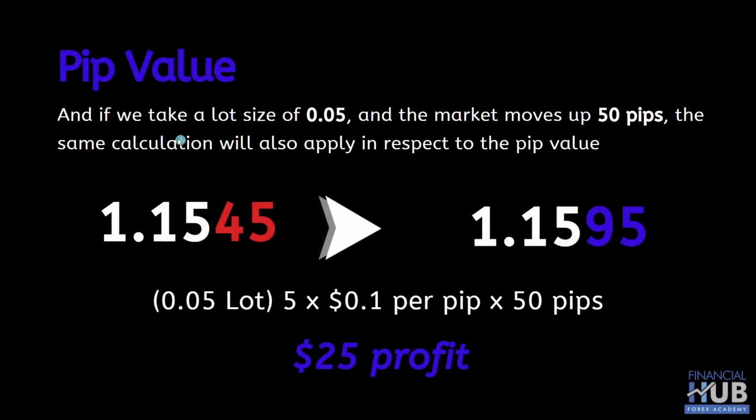And if you take a lot size of 0.05 and the market moves the same amount of pips, this is what you're going to get: 5 times 0.1 times 50, which is $25 profit. And I'm pretty sure you get the gist of it.